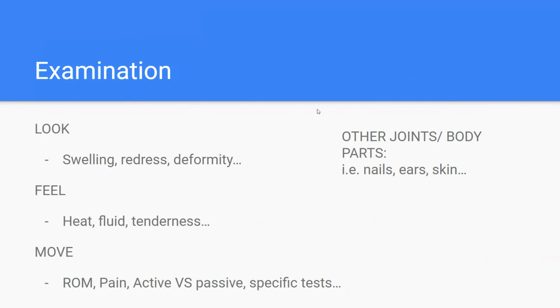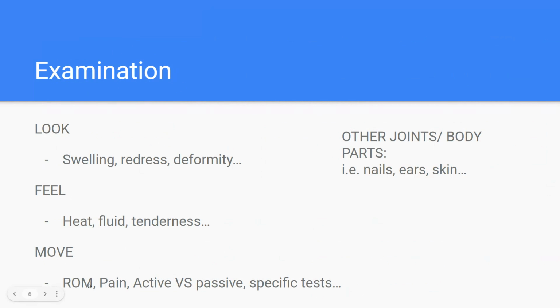Right, examination, very briefly touching on this. With any orthopedic examination, you have your look, feel, move. You're going to look at the joint. Is it red? Is it swollen? Any deformities that you can see? When you feel the joint, you're mainly feeling for any heat, any fluid, and you can do your special tests to assess for fluid in your joint. And you can also assess, while you're moving or feeling their joint, is there any tenderness? Is there any pain?